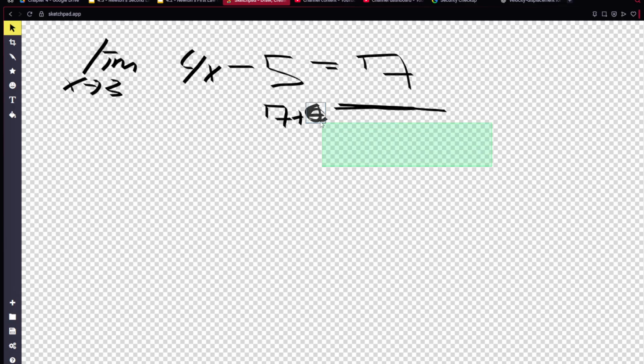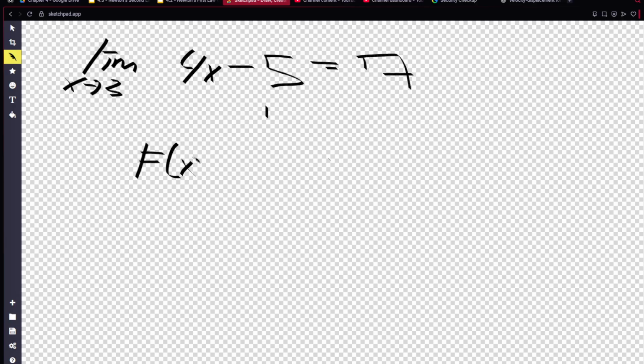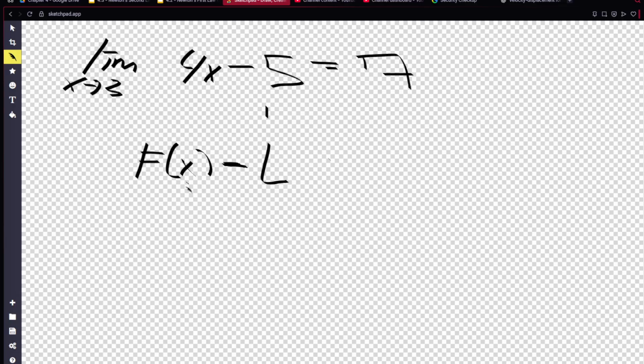So let's prove this mathematically. Now, remember, what is the distance formula? The distance formula is just 2 numbers subtracted. So like 7 minus 4 has a distance of 3. They're 3 apart, so it's the difference. And the difference can be the same thing as the distance. So f of x minus L is simply the function output minus the limit.